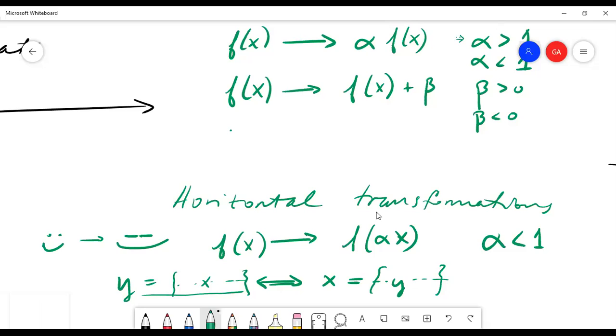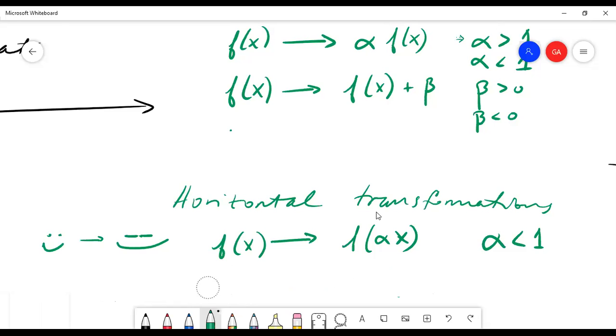So there's no contradiction in the fact that when alpha is less than 1, you have a horizontal stretch, and when alpha is greater than 1, you have a vertical stretch. So does that make sense? I'm just summarizing sort of what we talked about yesterday, and I'm presenting it slightly differently.